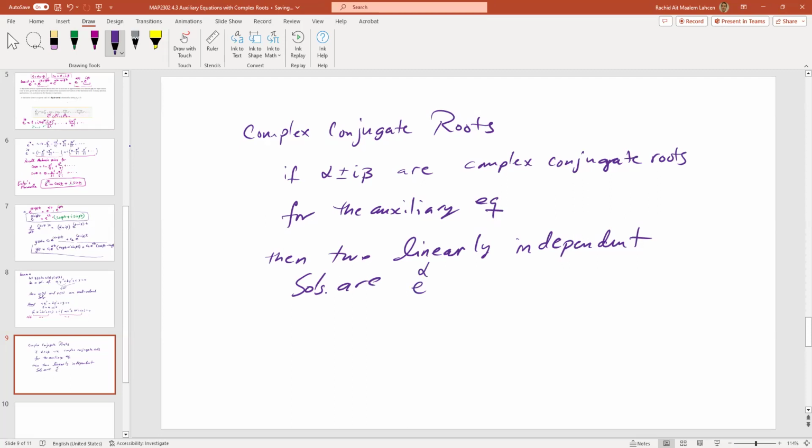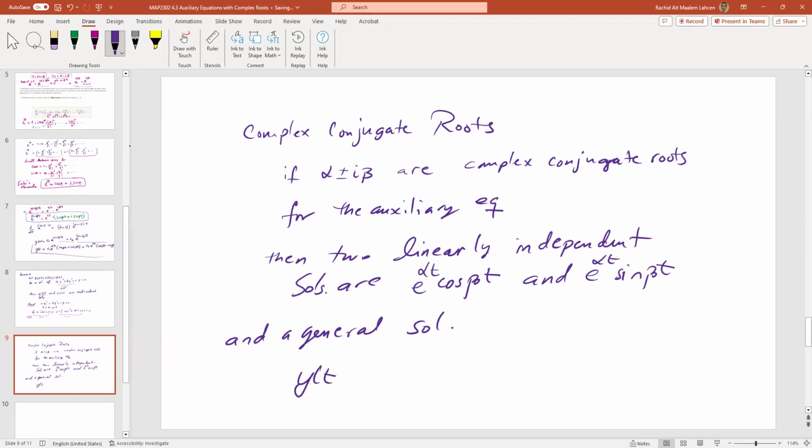e to the alpha t cosine beta t and e to the alpha t sine beta t, and a general solution is y of t equals C1 e to the alpha t cosine beta t plus C2 e to the alpha t sine beta t, where C1 and C2, as we've done, are arbitrary constants.